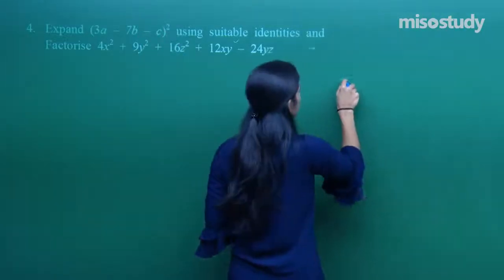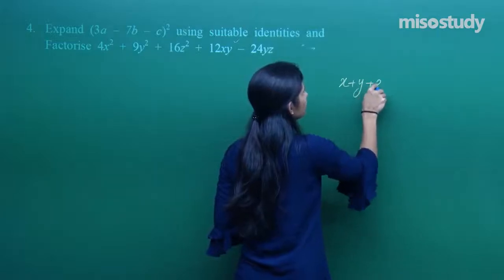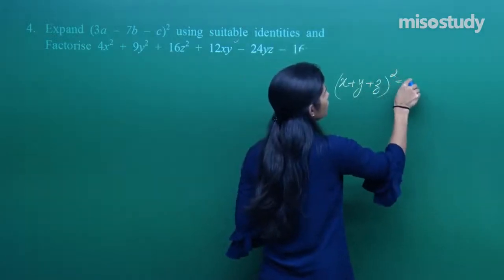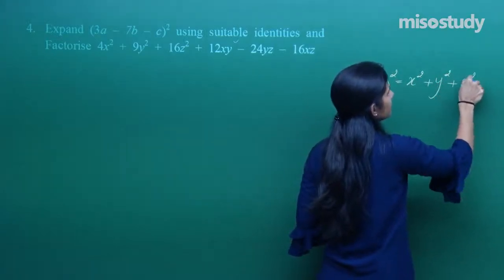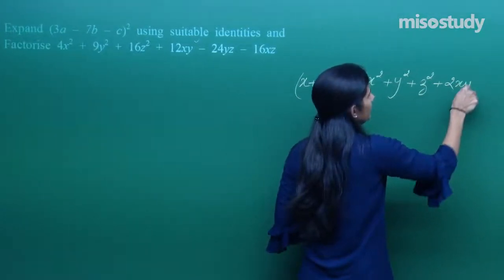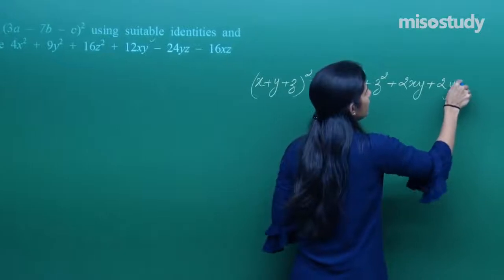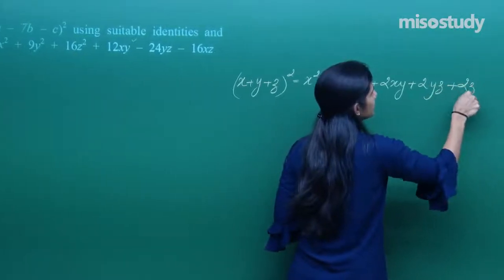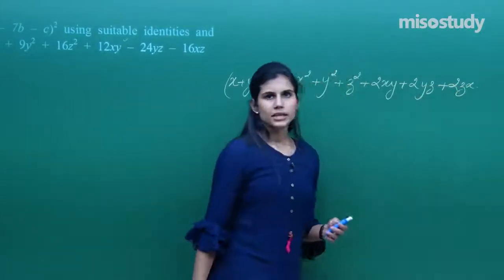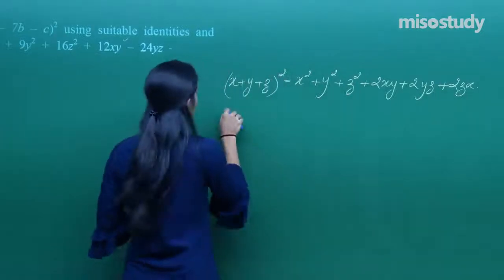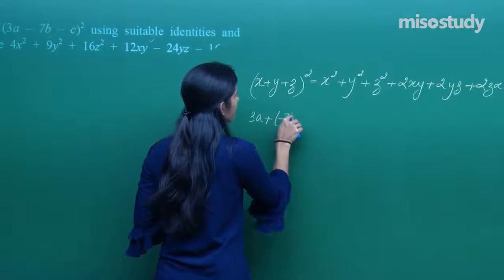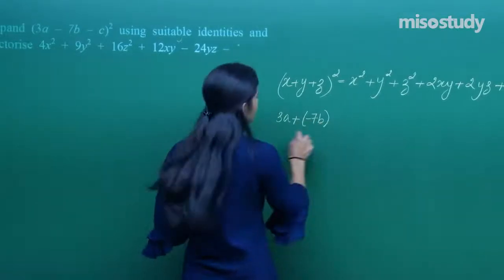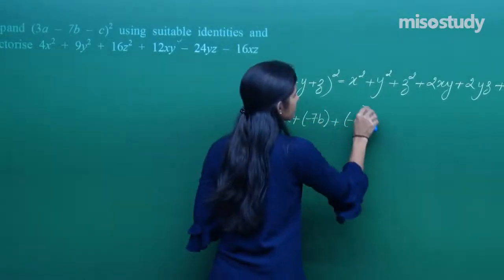Let's recall this identity. You all know x plus y plus z whole square is x square plus y square plus z square plus 2xy plus 2yz plus 2zx. Here what you have? 3a, okay, minus 7b, let's write it as plus of minus 7b, minus c, let's write it as plus of minus c.